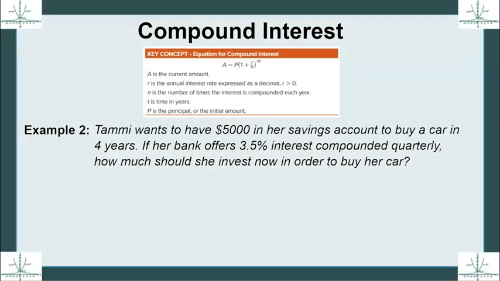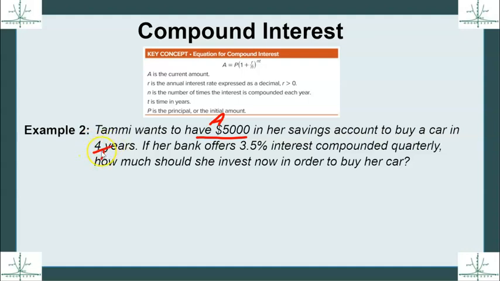Next example. Tammy wants to have $5,000 in her savings account to buy a car in 4 years. If her bank offers 3.5% interest compounded quarterly, how much should she invest now in order to buy her car? So we're given what her account balance is going to be. So this is our A.